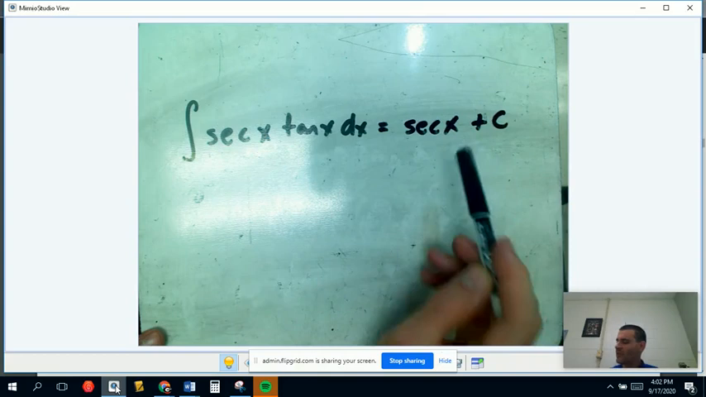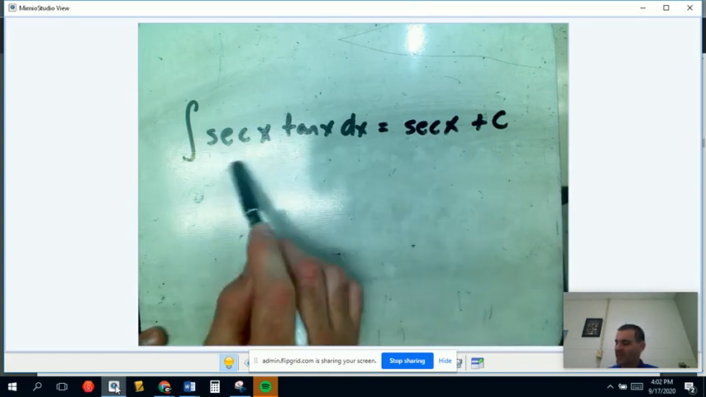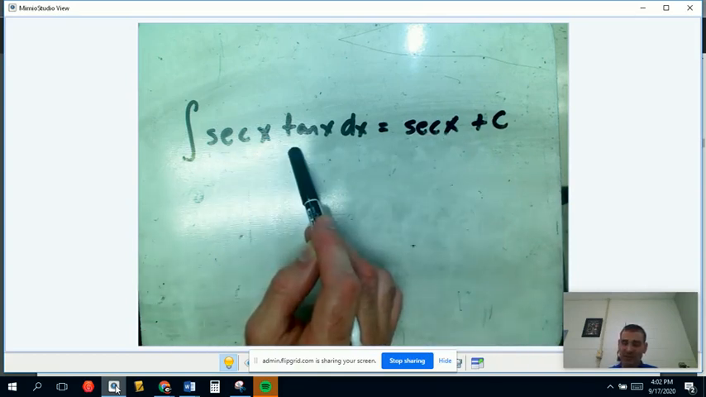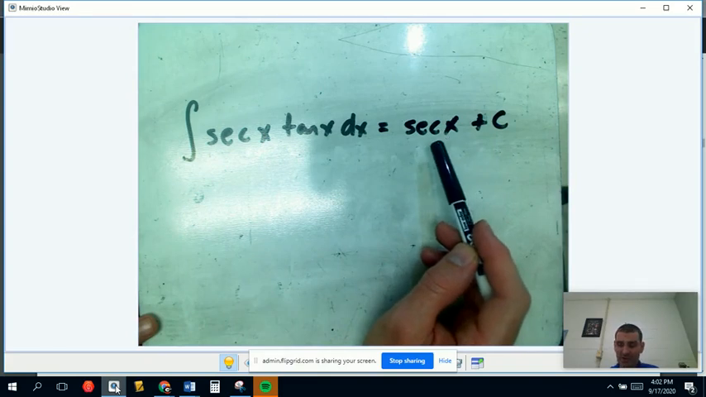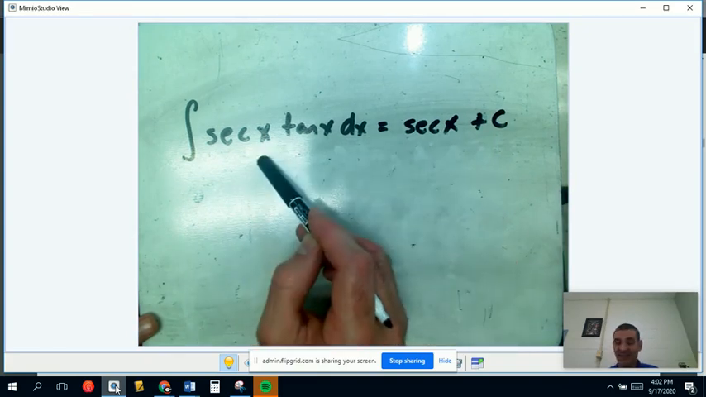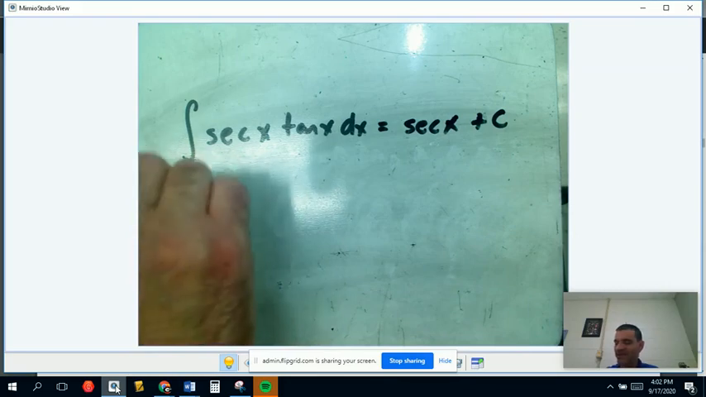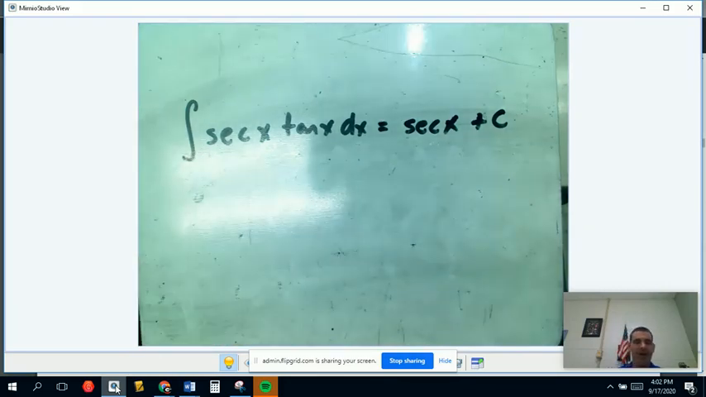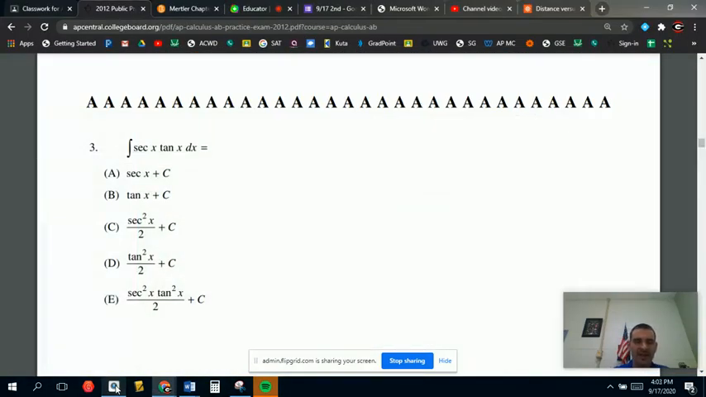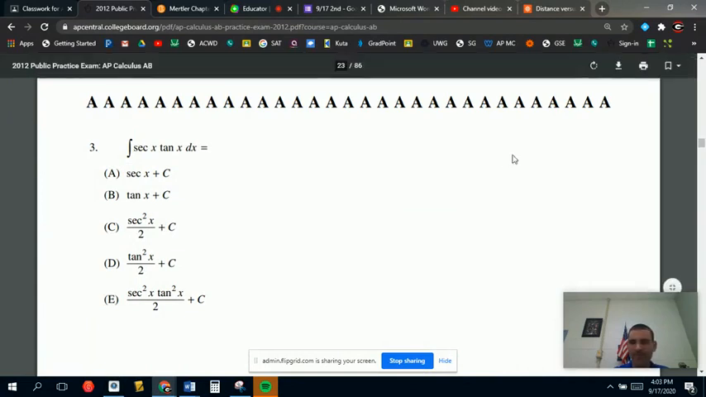That is, the derivative of secant is secant tangent. So you need two things here. You need to know your trig derivatives, namely that the derivative of secant is secant tangent, and you also need to know that this symbol means antiderivative. All right, so knowing those two things, the answer is A for number 3.